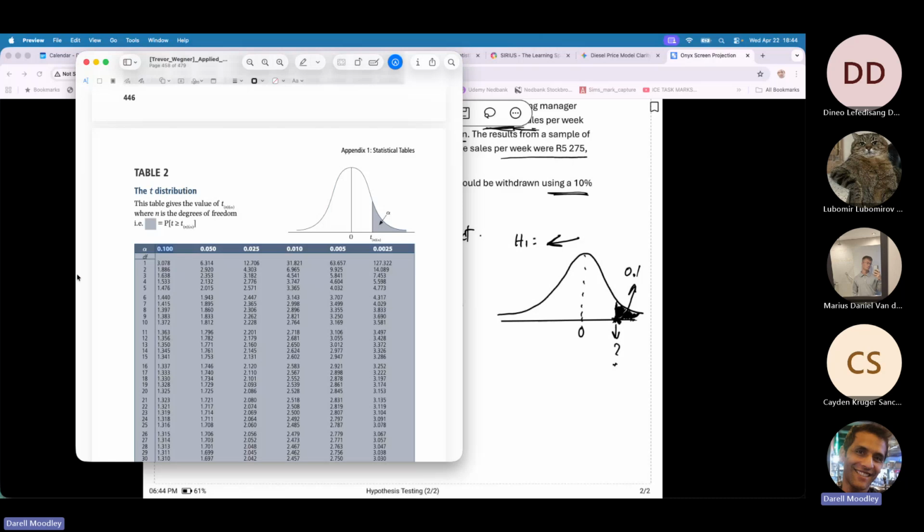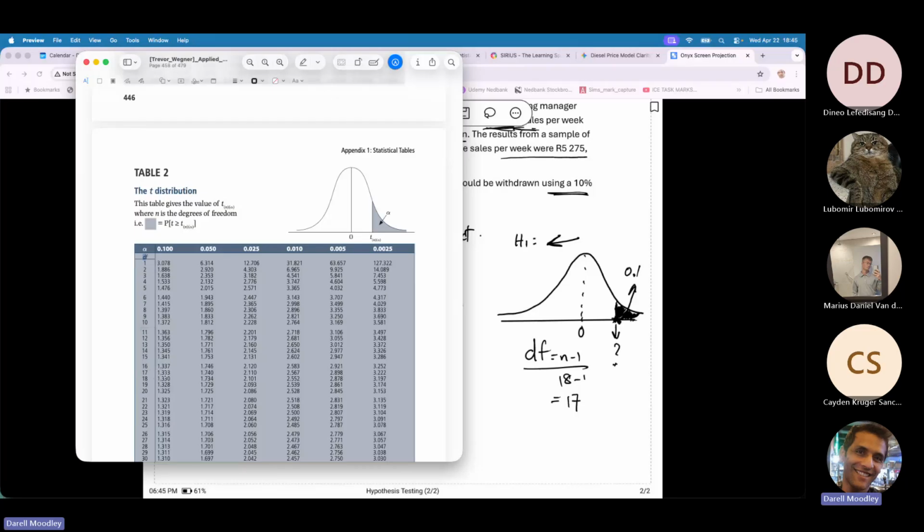Now, if you look at this column, it says DF. Your DF goes 1, 2, 3, etc. The DF is easily calculated by just taking your sample size: DF is just n minus 1. That's all it is. In our example, our sample size is 18 because we have 18 outlets. So 18 minus 1 is 17. That means we go down the number of rows until we see 17, which is here. There's 17 there.